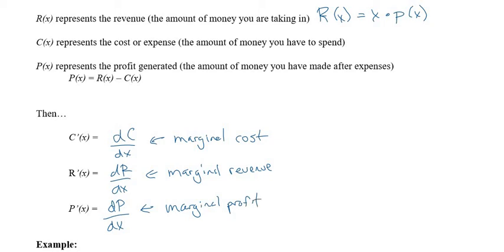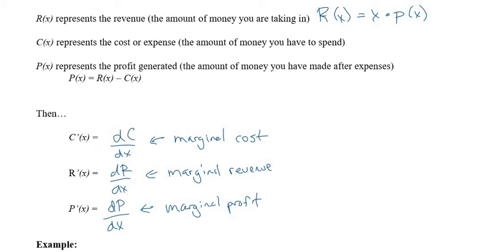Now, that word marginal just means, let's say, when we sell 100 cups of lemonade, how quickly is each of these changing? How quickly is our cost changing? How quickly is our revenue changing? How quickly is our profit changing from when we go to our 100th cup to our 101st cup of lemonade?